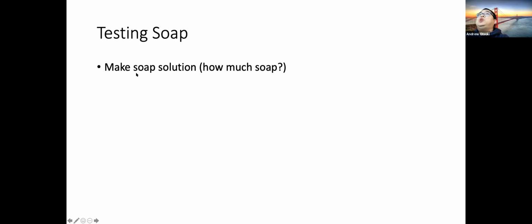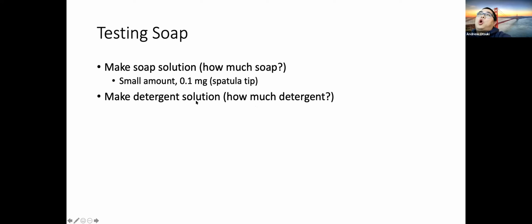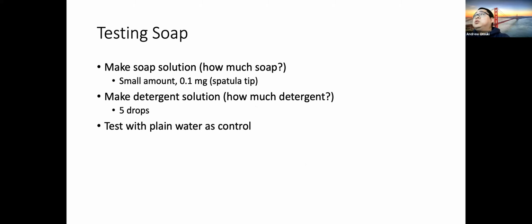For our soap solution, we're going to take just a tiny bit of our soap because we don't need too much, a small amount, about the tip of a spatula. You just eyeball it here. Then we make the detergent solution using a few drops of detergent, and we test with plain water as a control. Both should dissolve in the same manner, because soaps and detergents are both polar, so they should dissolve in water.